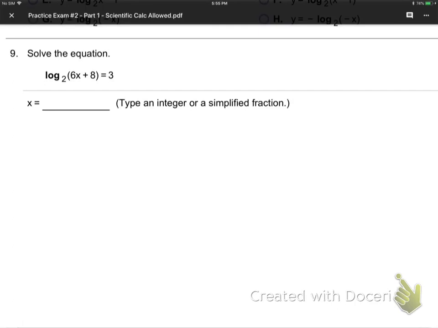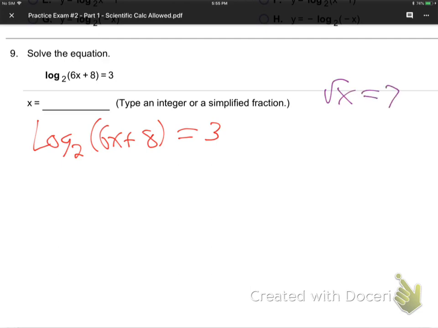All right, number 9, how do we solve a log? Let me write it here a little bigger. Log base 2 of 6x plus 8 is 3. Well, we've learned that logs and exponentials, powers, are the inverses, the opposites of each other. So whenever you want to get rid of one of them, you bring in the other. Like if you have a square root equals 7 or whatever, the way to get rid of that is you square both sides, right? And you get x is 49.